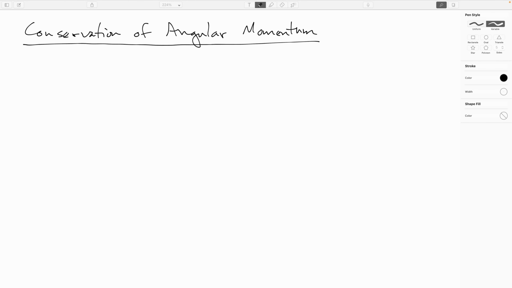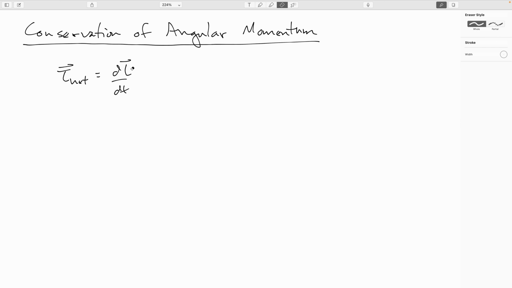In the last video, we saw that we could rewrite Newton's second law applied to rotations as the net torque equals dL/dt. And for a lot of cases, we could turn that into I alpha if we liked.